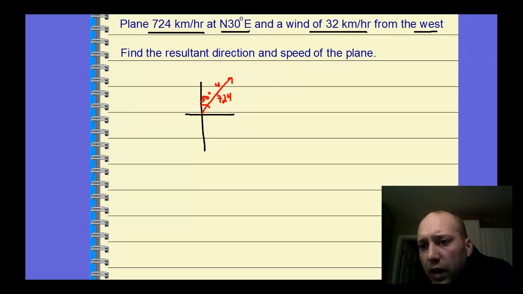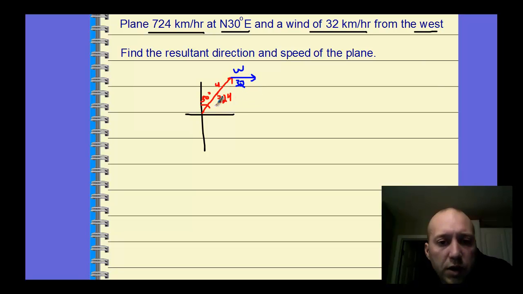Then we have wind, and wind is always blowing, for this problem, from the west, so it's going east. I'm going to put it at the end of my vector showing how it goes west. So this is going to be W, and the magnitude is 32 kilometers per hour. So the resultant, what ends up happening?